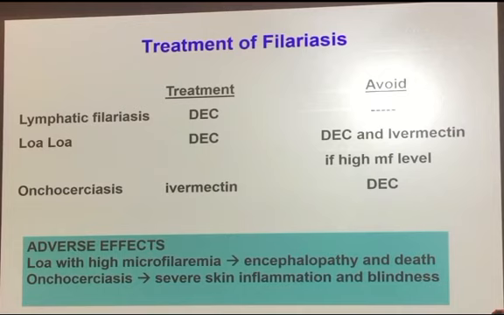For loa, the treatment of choice is DEC, but if they have a very high number of microfilaria per milliliter of blood, you can actually kill them because you cause essentially a small vessel vasculitis. It looks clinically like an encephalopathy. If people have really high MF numbers, which is usually over 10,000 MF per mil, but the guidelines say don't treat with DEC over 2,500 MF per mil, you can get this post-treatment inflammatory reaction to the dying worms that can result in death.